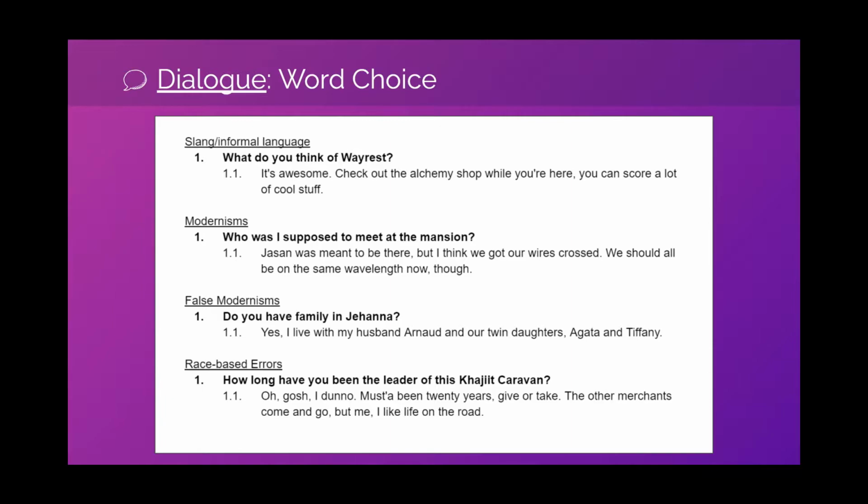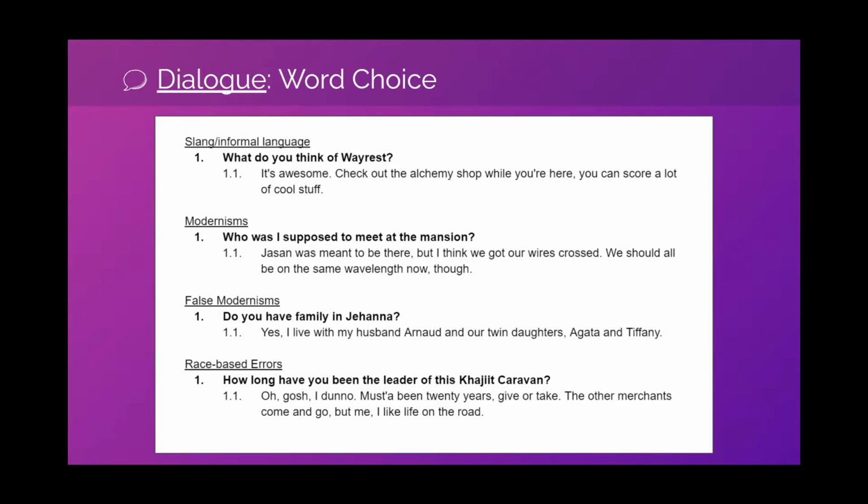And your last one is race-based errors. So if the player asks, how long have you been the leader of this Khajiit caravan? And the response from the Khajiit is, oh gosh, I don't know, must have been 20 years, give or take. The other merchants come and go, but me, I like life on the road. You have seriously broken realism and immersion there. Khajiit do not say I, they do not say me. They use their name, they use this one, and they use Khajiit infrequently. That third one really doesn't happen as often as you might think.